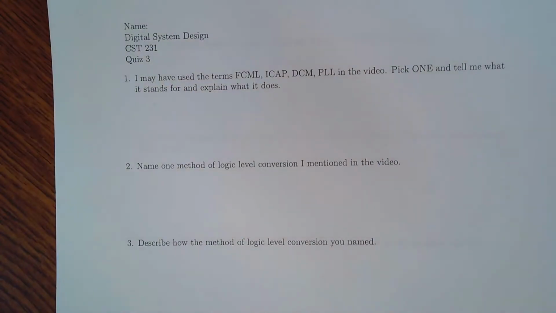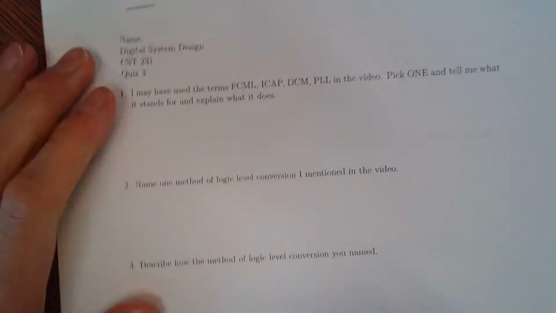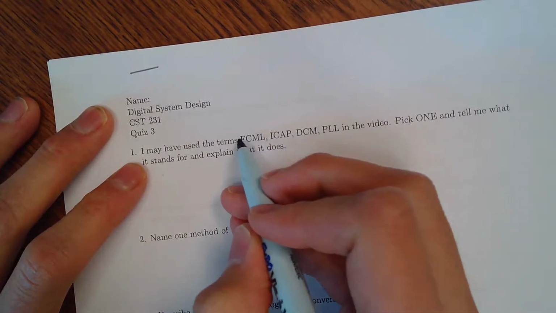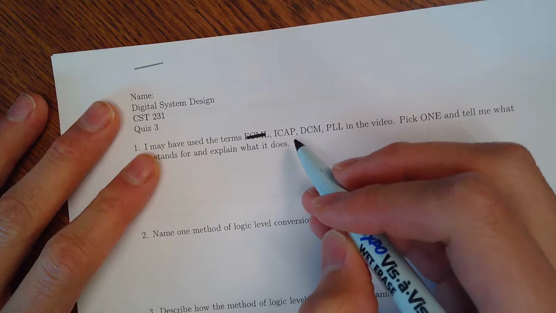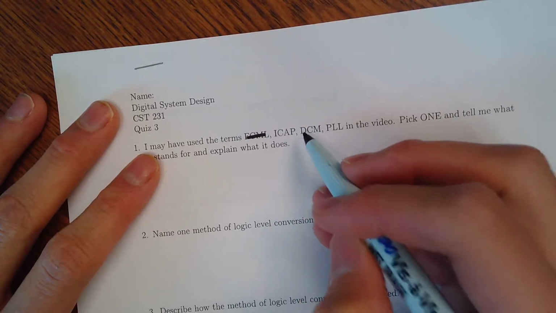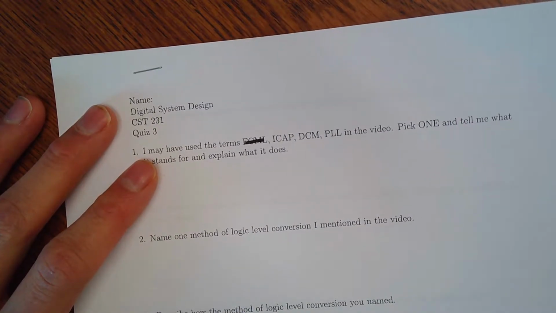Okay, so here's the solution to quiz 3. So number 1, I made this term up, it doesn't exist. ICAP is internal configuration access port. It's essentially used to instantiate a JTAG controller on the FPGA. It's part of its hard IP.